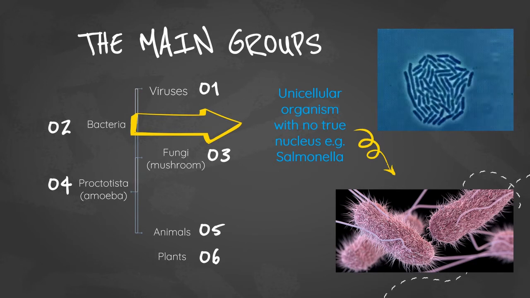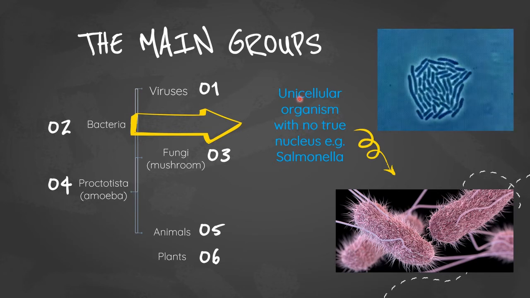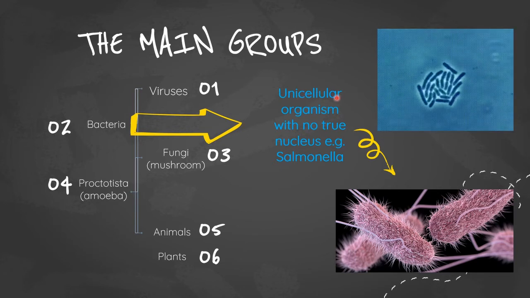Alright, so we're going to look at bacteria. Bacteria is a unicellular organism with no true nucleus. And when we're looking at words in biology, it's very important that you break up the words so you kind of have an understanding of what we're talking about. So uni meaning one, cellular meaning cells. One cell, just like a unicycle.